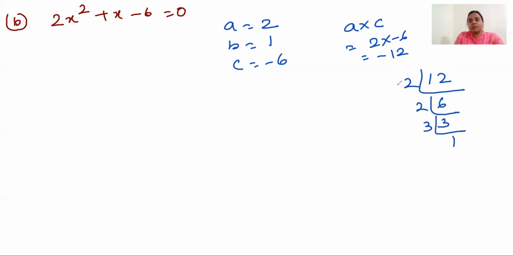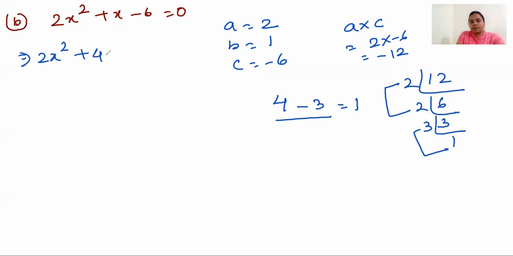We have to get 1. 2 2s are 4. 3 1s are 3. I will easily get this one in a single go. 4 minus 3 is 1. And when I multiply plus 4 and minus 3, I'll get minus 12. I'll write that. I'll take 2x common out of this.